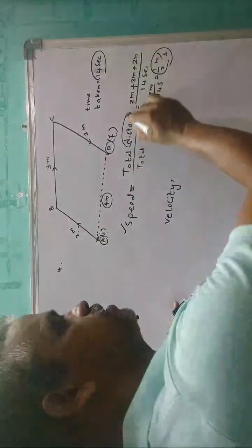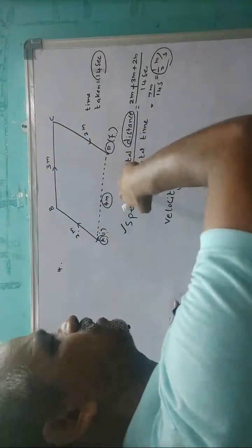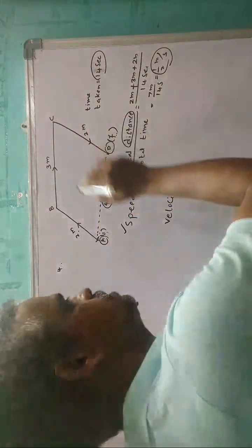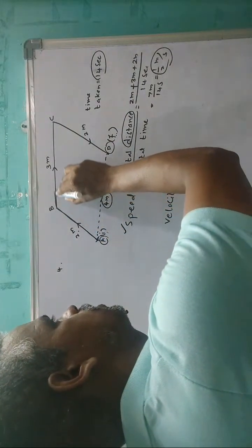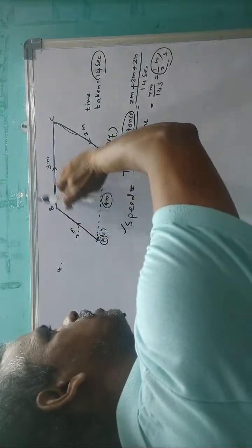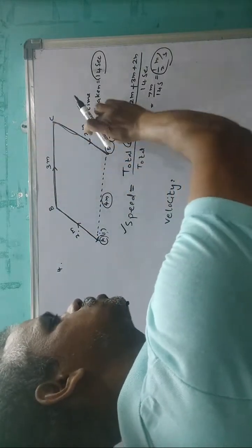Total distance means the total length of the actual path. So it starts from A and reaches D. This is the actual path. This is the actual path. So the path length is 2 plus 3 plus 2, which is 7.